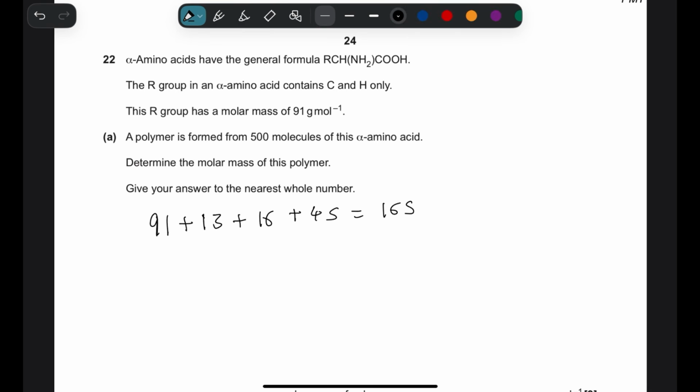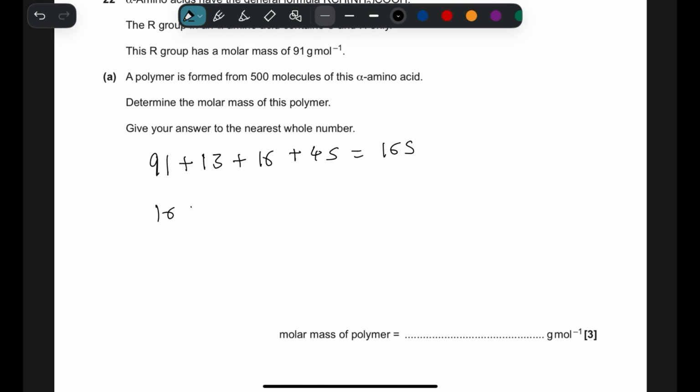Cool. So if the repeat unit is 165, we're thinking, okay, there's 500 of them. So we can do 165 times 500. And that should get us, if we pop it into the calculator, 82500. Cool. Now, that's all well and dandy, but I'm already thinking 3 marks. I don't want to just put this down here and miss something.